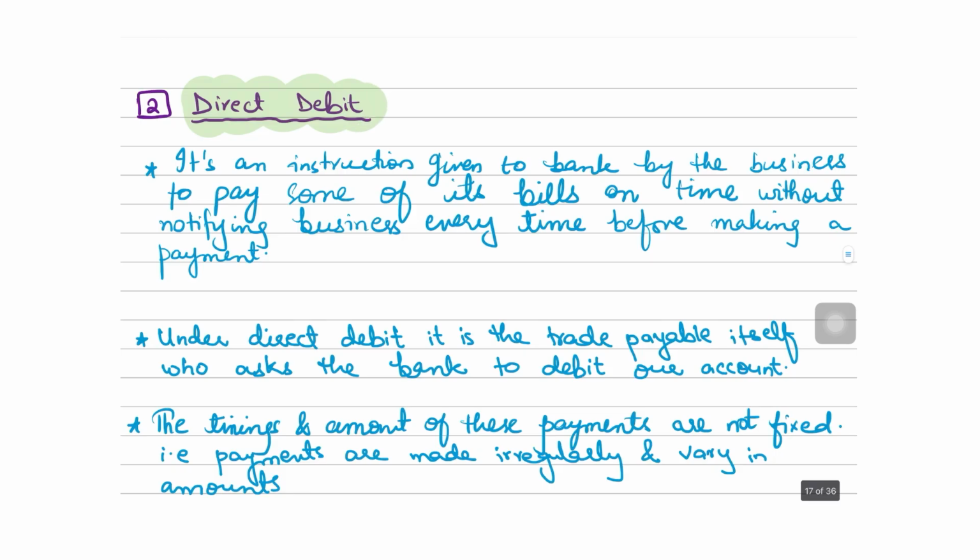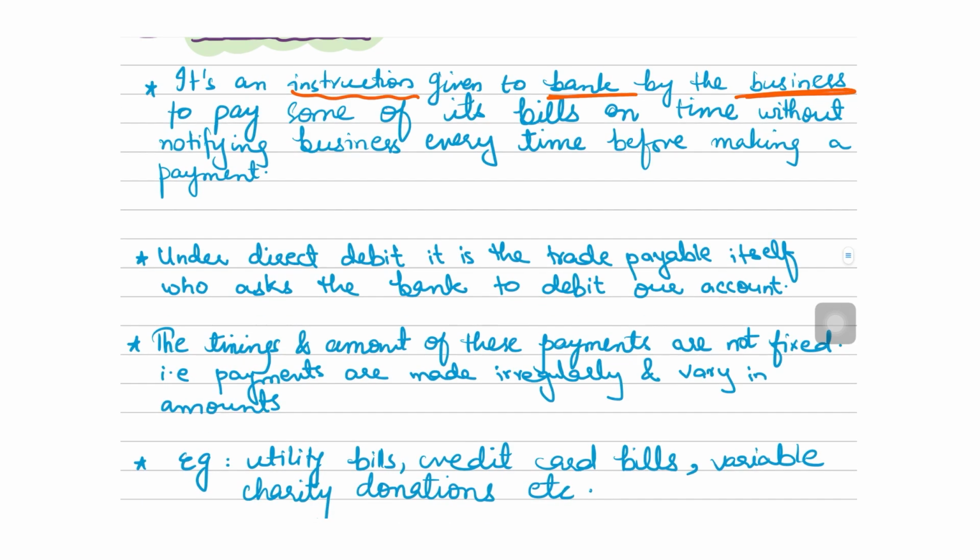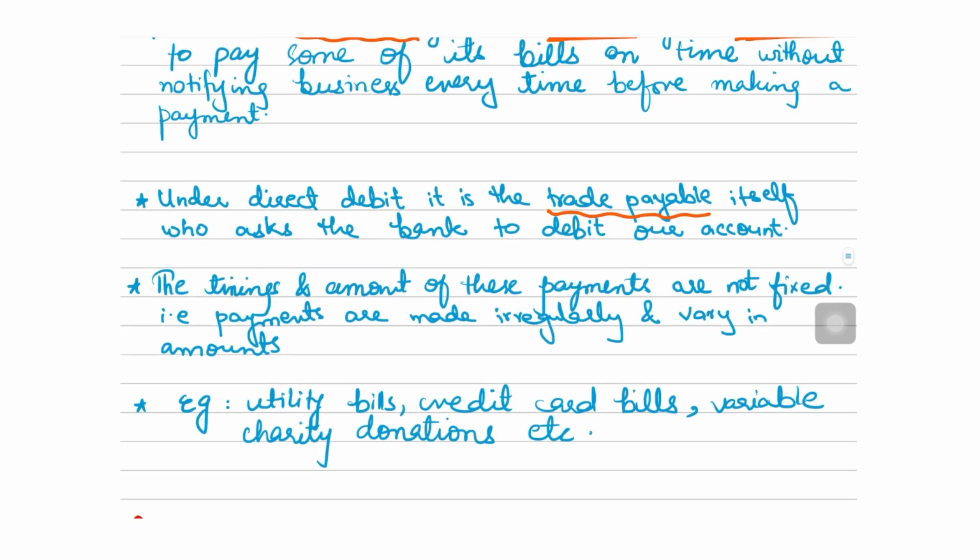Now the second is direct debit. Direct debit is also an expense, but what is this? This is an instruction given by the business to the bank. We allow the bank to pay some of our bills, to pay some of our expenses without notifying us every time. So the bank is allowed to make payments on our behalf. Who is allowing whom? We, the business, have to make certain payments to some third party, so we are allowing the bank to make those on our behalf.